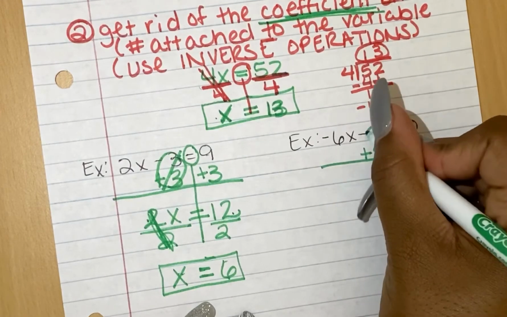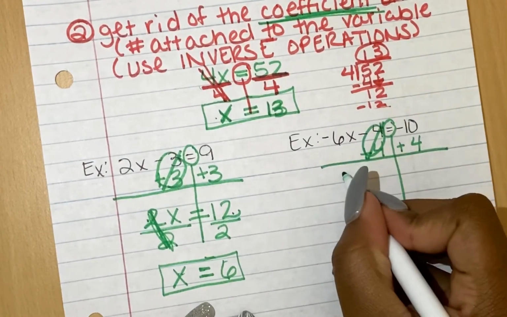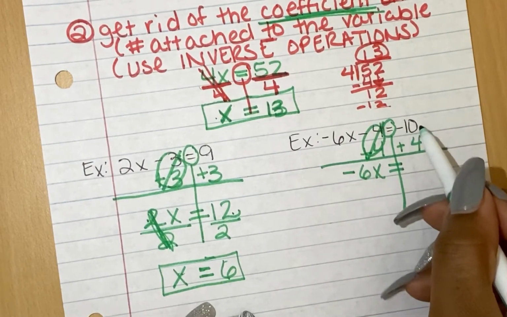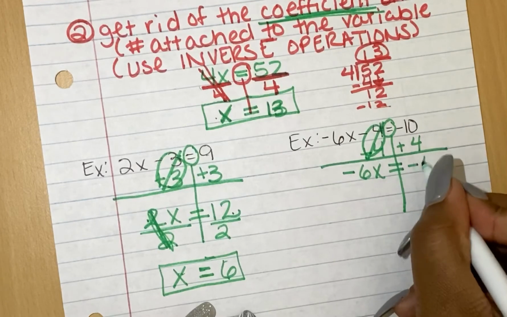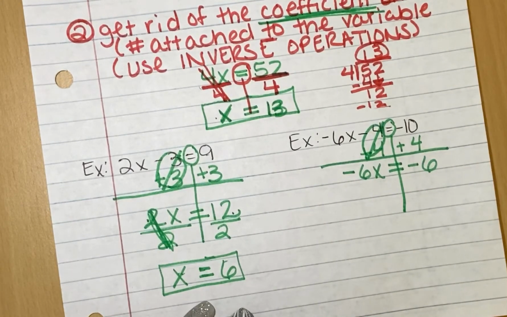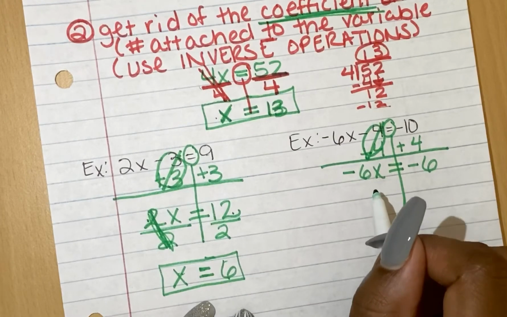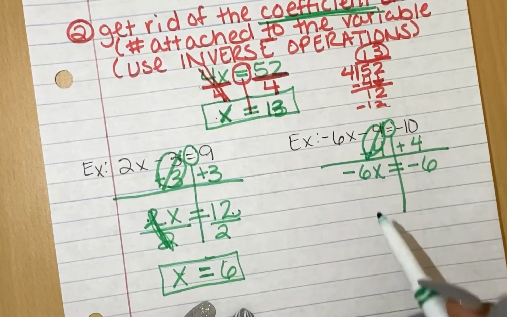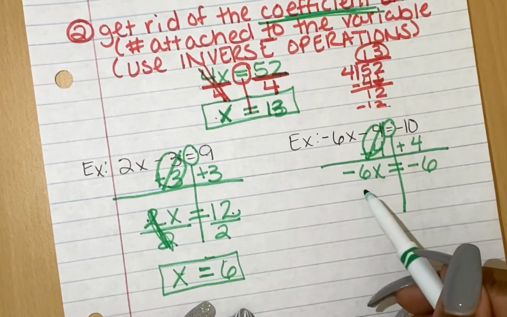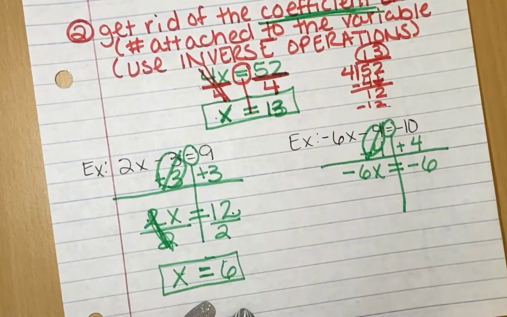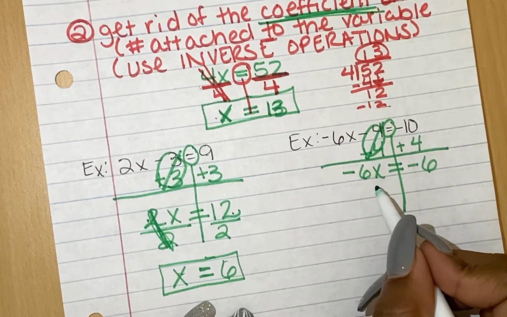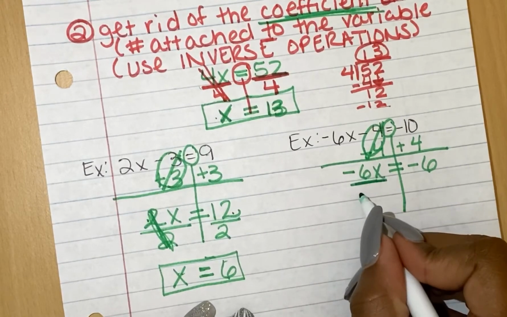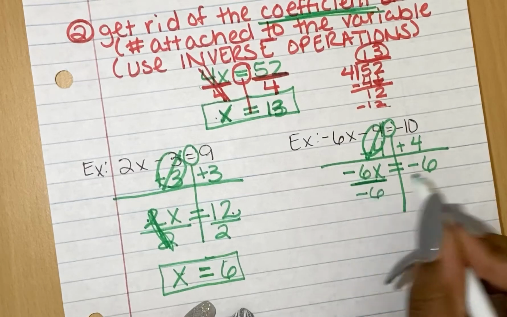Negative 4 plus 4 is 0. I'm left with negative 6x on that side. Bring down the equal sign. Negative 10 plus 4 is negative 6. I'm not done yet because the variable is not alone. Now the negative 6 is over there bothering it. It is a coefficient, which means it's a number attached to the variable, which means they're being multiplied by each other. I need to use the opposite operation or the inverse operation of multiplication, which is division, to get rid of it. I'm going to divide by negative 6 on both sides.